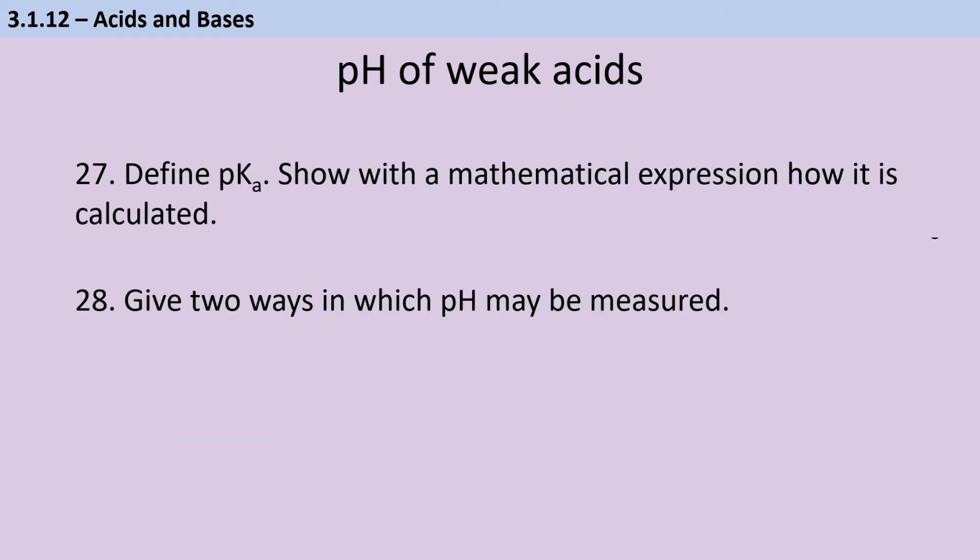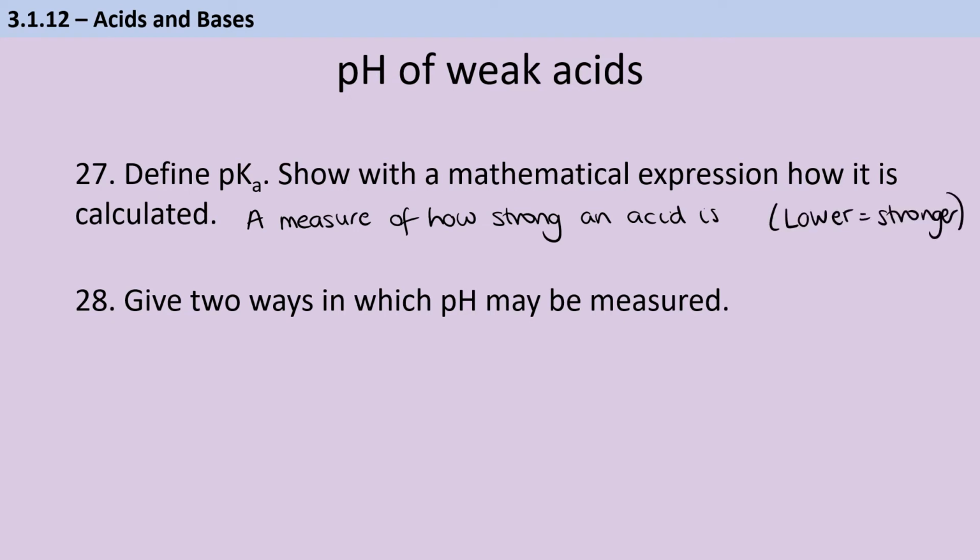pKa is a measure of how strong an acid is. So the lower the number is, the stronger the acid is. And we can define pKa in kind of the same way that we define pH. So if you think about how you got from H to pH, you get from Ka to pKa in the same way. In other words, you take the negative log base 10. We can measure pH either using a chemical indicator like phenolphthalein or methyl orange, or by using a pH probe.